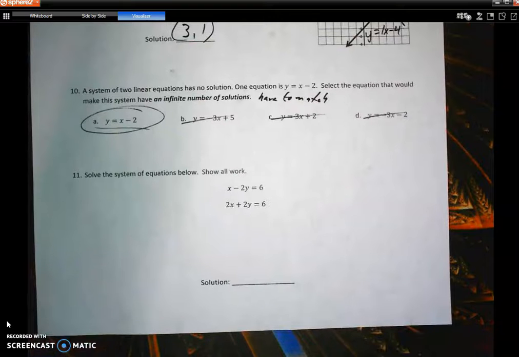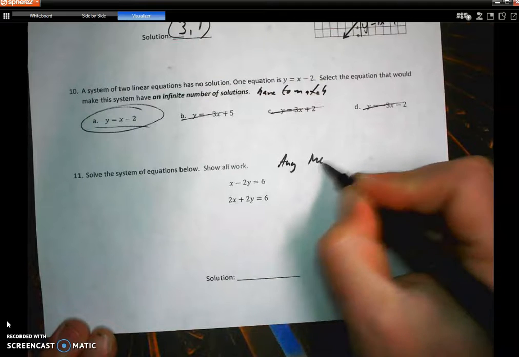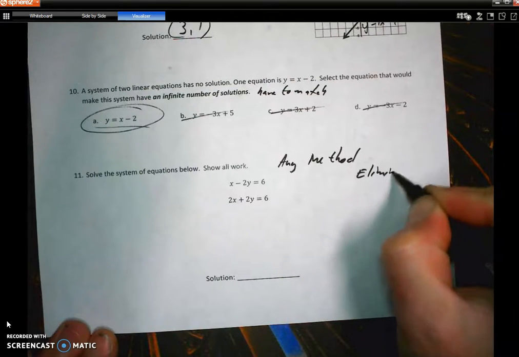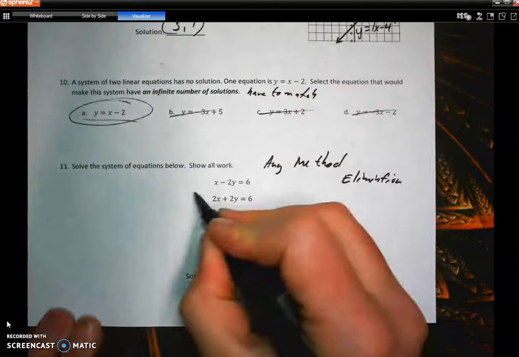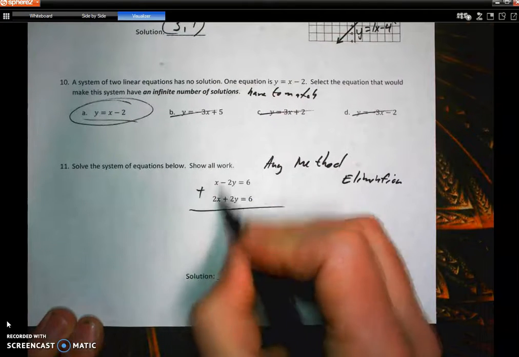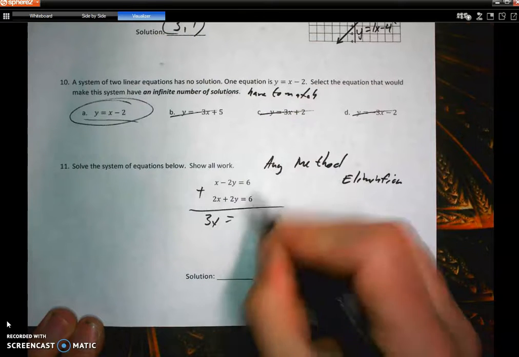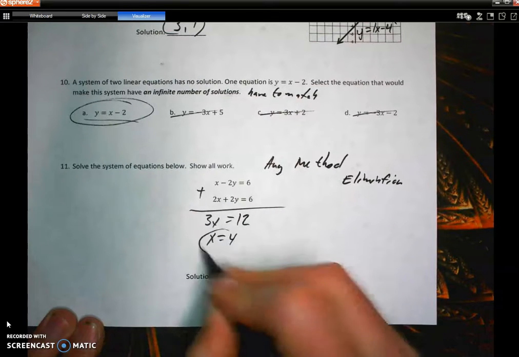Solve this system however you want. Any method is fine. I'm going to do elimination, just because that negative 2y and positive 2y are set up so well. So I'm going to add. X plus 2x is 3x. Negative 2 plus 2 is 0. 6 plus 6 is 12. 12 divided by 3, x equals 4.